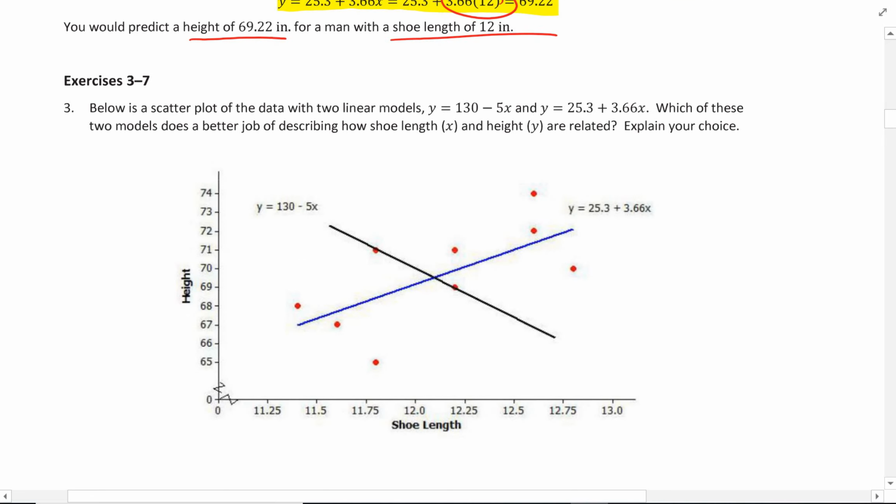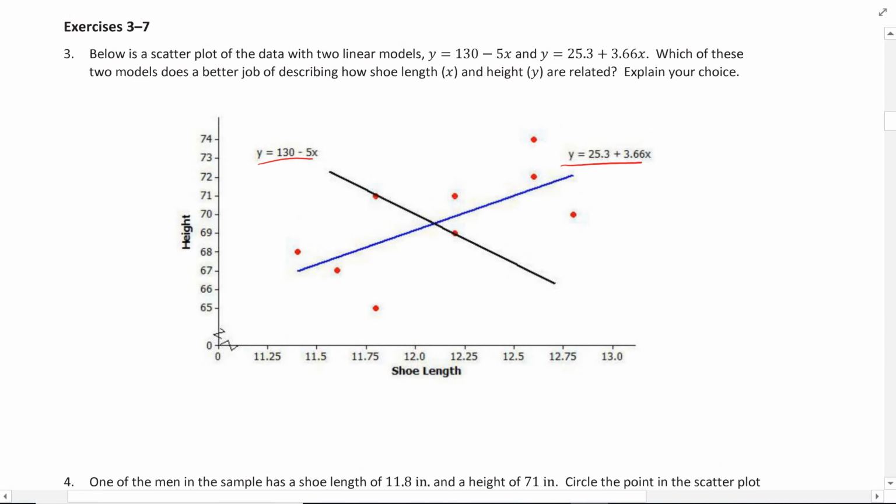We have two lines below. We have a scatter plot, the same one from before, which has two lines. Y equals 130 minus 5x, that's the black line here, and then 25.3 plus 3.66x, that's the blue line here. It says, which of these two models does a better job describing shoe length and height? Explain your reasoning. So, if I'm looking at this, you guys can pause the video here and try to figure it out for yourselves. Otherwise, it's pretty straightforward.